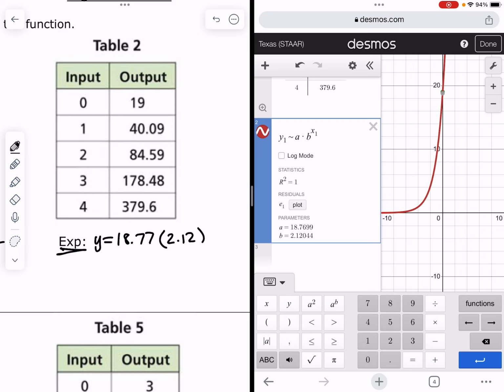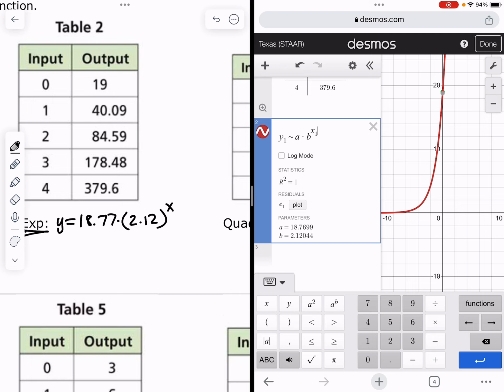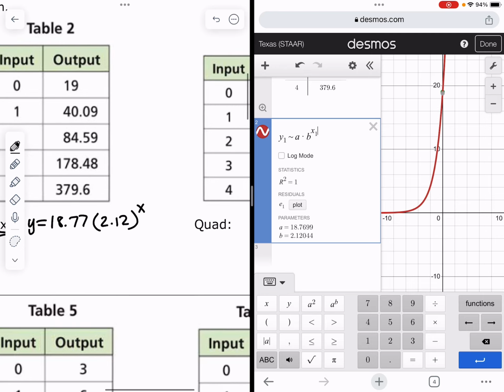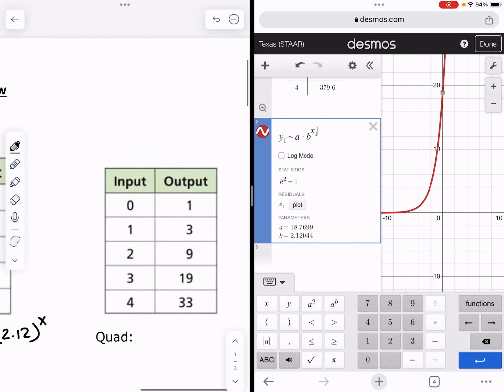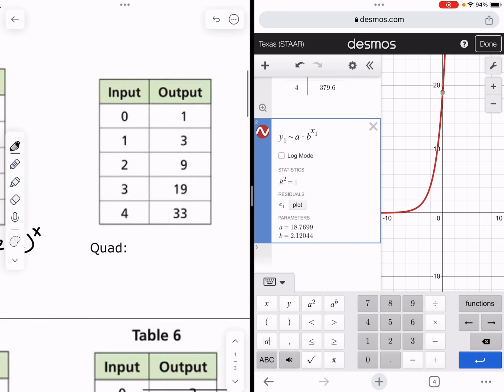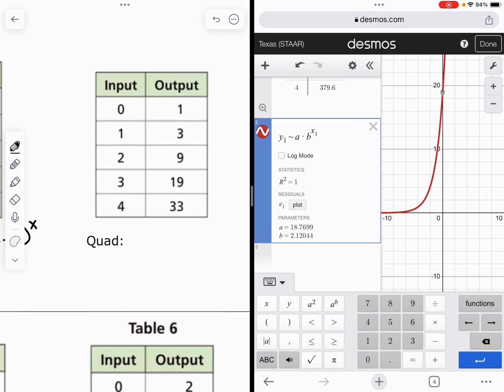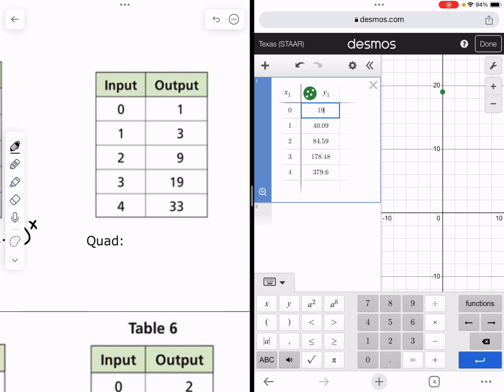I like to put it in parentheses. You don't have to have the parentheses; you would just have to put a times dot right there. All right, and then this third one is a quadratic. So I'm going to get rid of that and then enter the data for this last table.